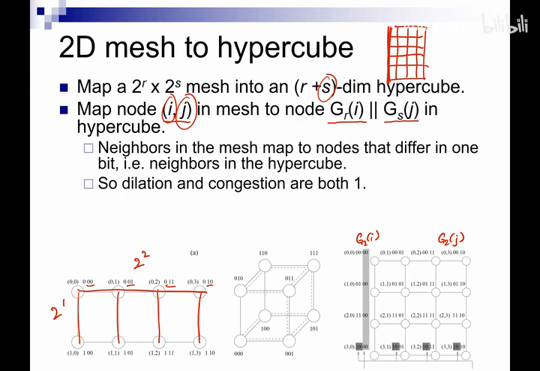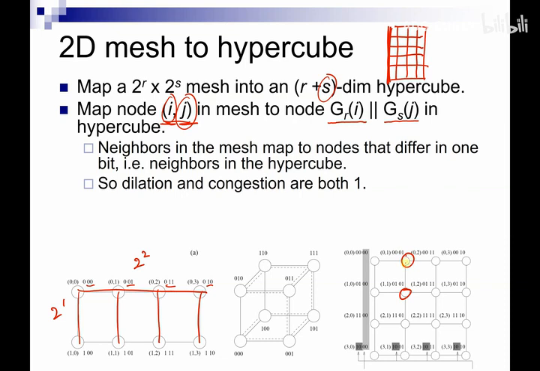Now the claim is that the dilation and the congestion are both 1 for this mapping. The reason is that we can look at each coordinate, the x coordinate or the y coordinate, separately. If you look at two neighbors in the mesh, they're either going to differ in their x coordinate or the y coordinate, but they're not going to differ in both.